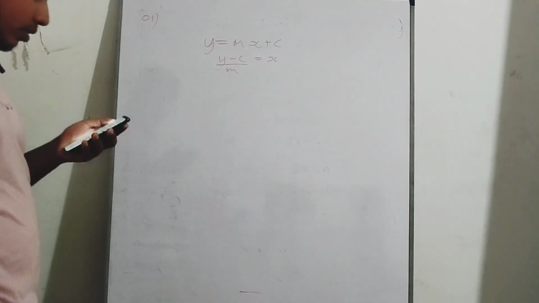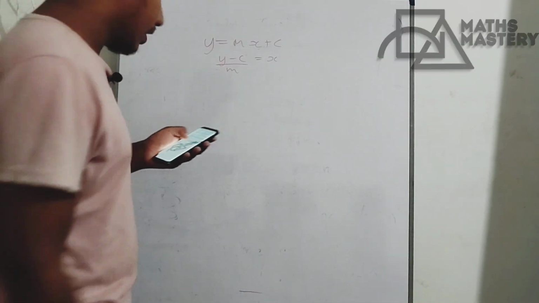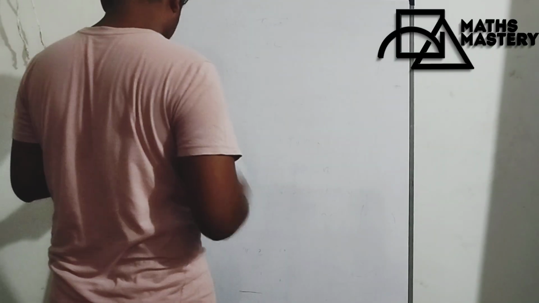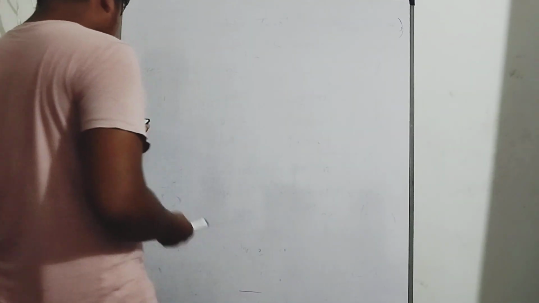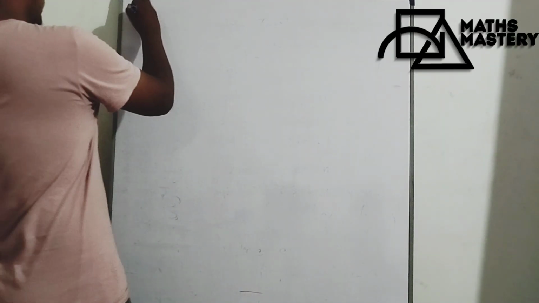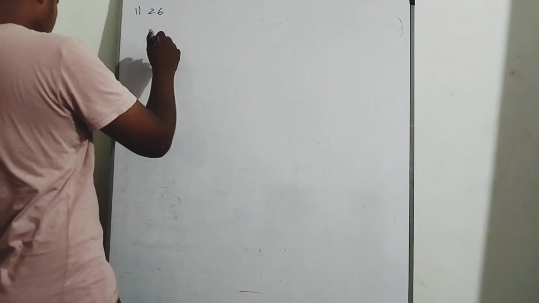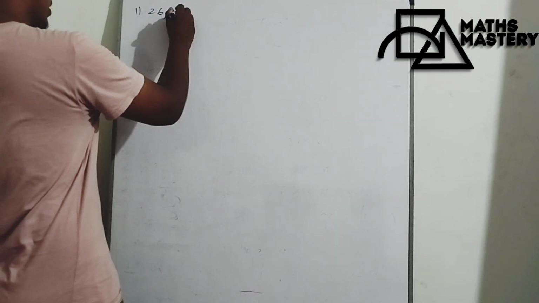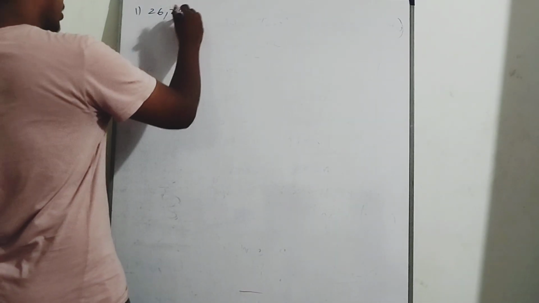Okay, students, so today we are about to discuss the Kaleniya Education Zone second term paper. So let's go to the first question. They are asking, write the next two terms of the number pattern 26, 24, 22.